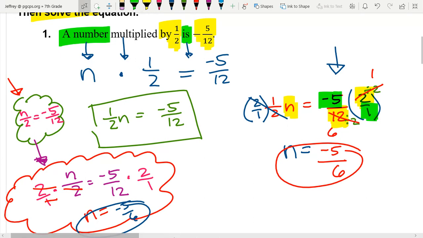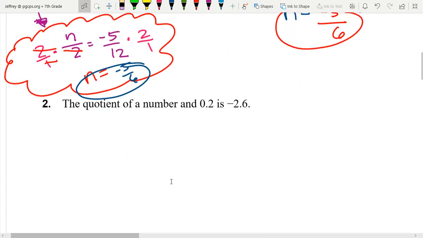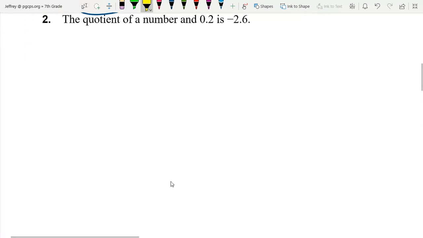Now, let's do number 2. You can replay number 1 again if you have to. Number 2. Remember, we need to write the equation and solve it. A quotient of a number and 2/10 or 0.2 is -2.6. So a quotient, when you say quotient, what does that mean? Yep, we divide a number. Do we know what that number is? No, we don't. Let's represent it by a variable.